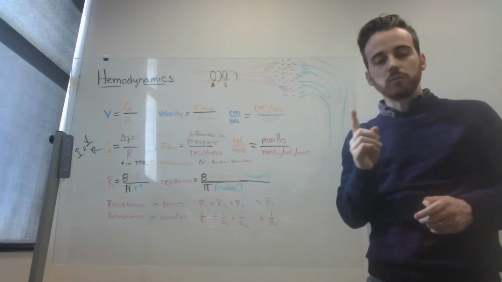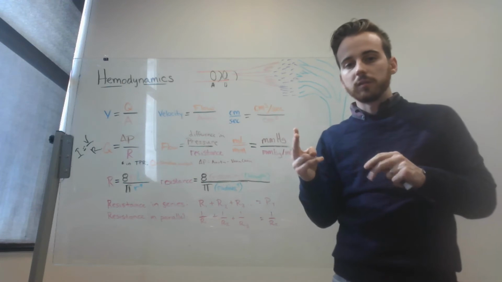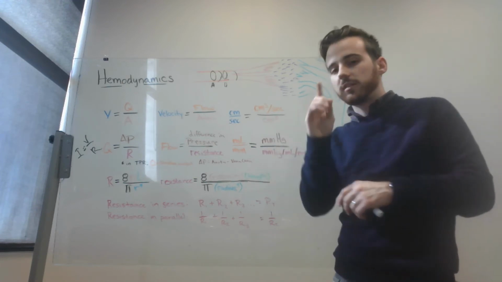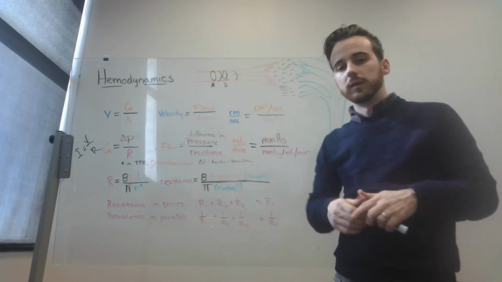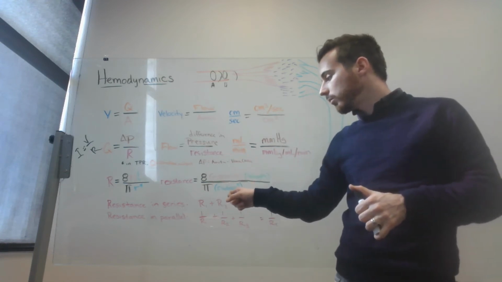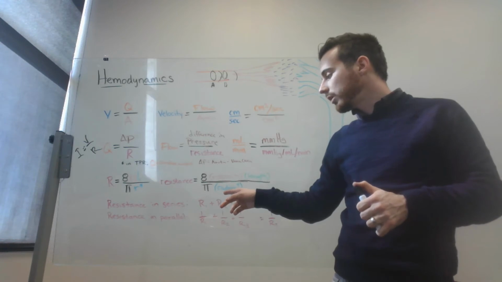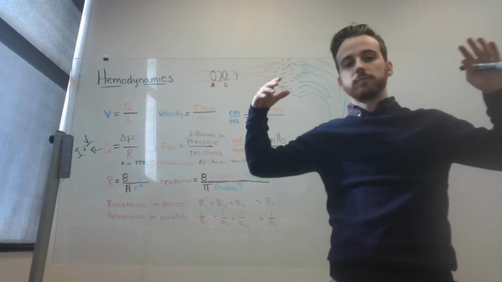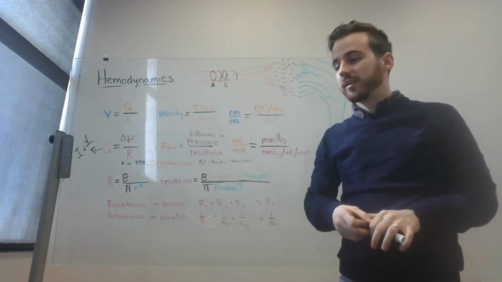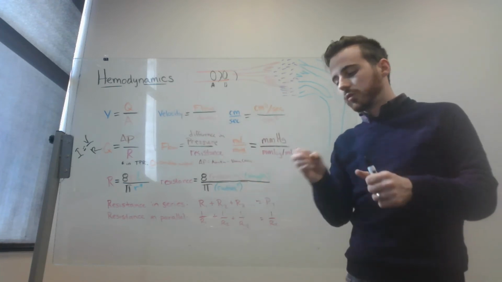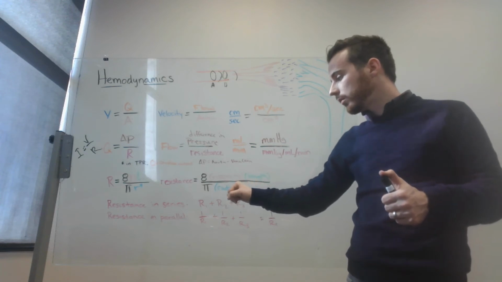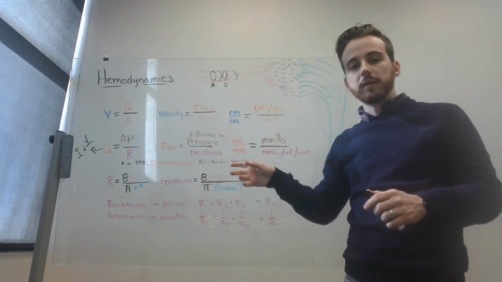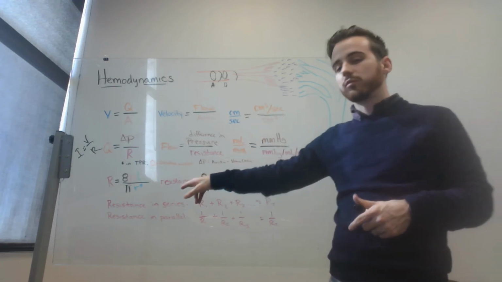And now this is what's really interesting. An increase in radius, just doubling the radius, does a lot more than just change the resistance by 2, okay? What doubling the radius does is it's actually going to decrease the resistance by 16 times. This is pretty incredible. So a small change in the radius or the diameter of a blood vessel can result in great changes in resistance.